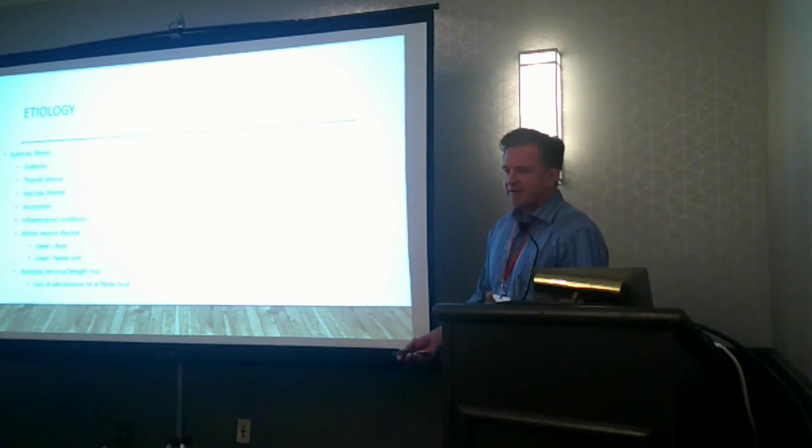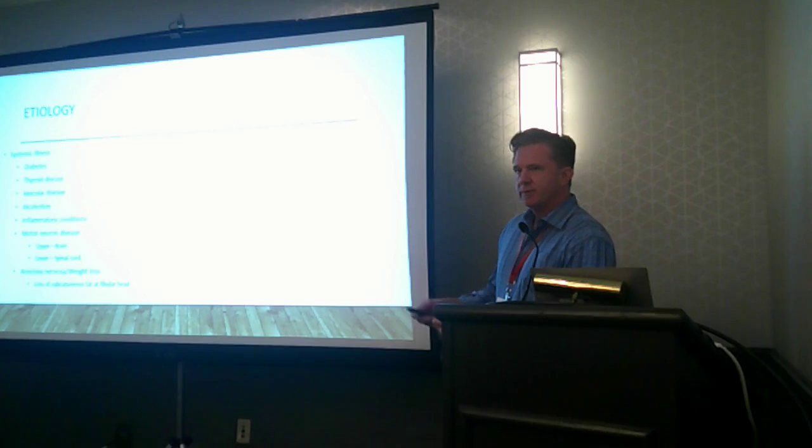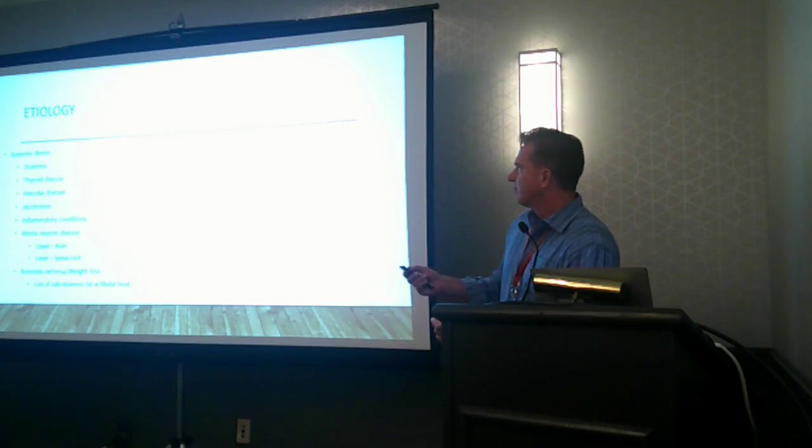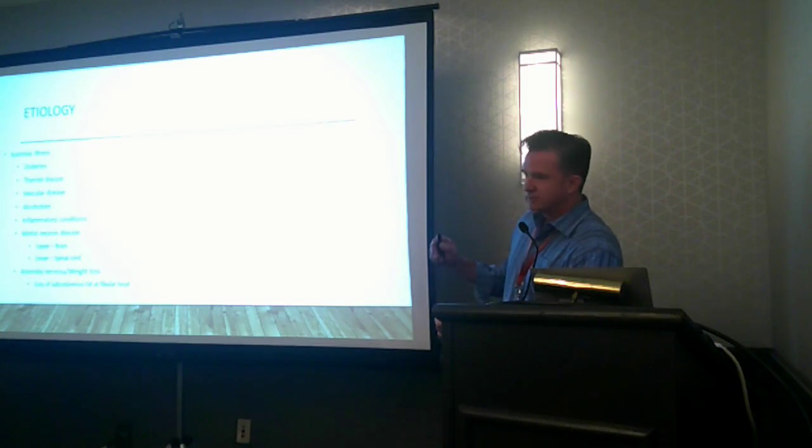So obviously, systemic factors can really play into this. Systemic illnesses can make the nerve much more fragile. Okay, so diabetes, thyroid disease, vascular issues, alcoholism, inflammatory conditions, motor neuron disease. And this one's interesting, anorexia.